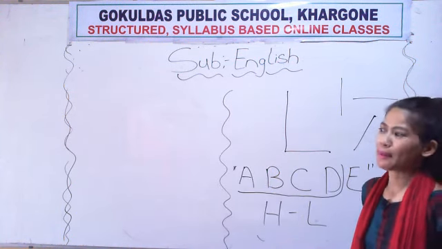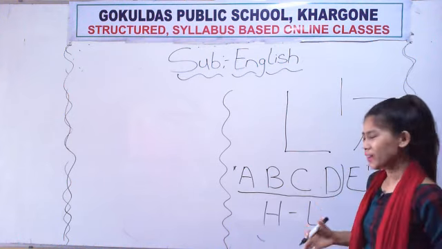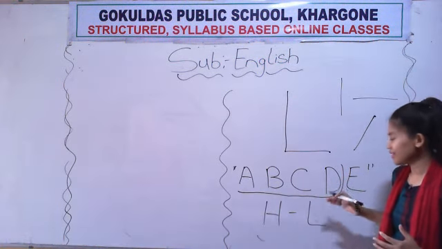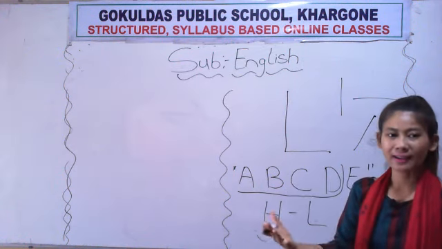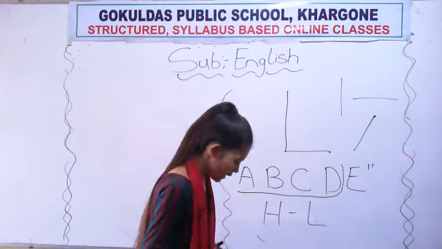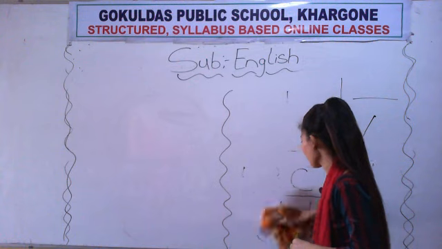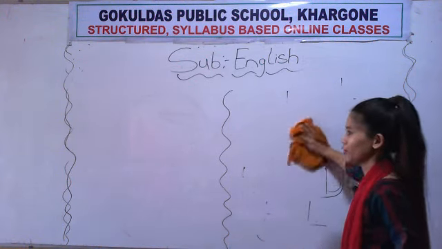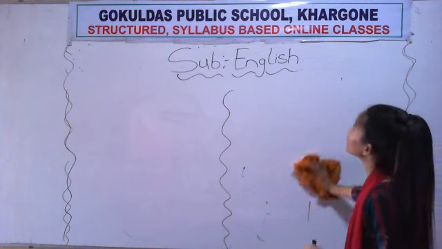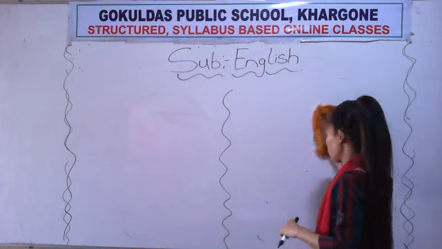Don't think, why ma'am is starting by writing letter L directly? Why not A, B, C, D? See, A, B, C, D is just an oral part. But we'll start writing letters with the line concept.